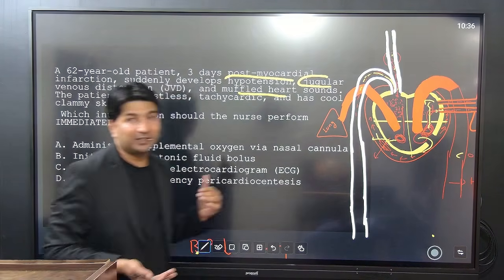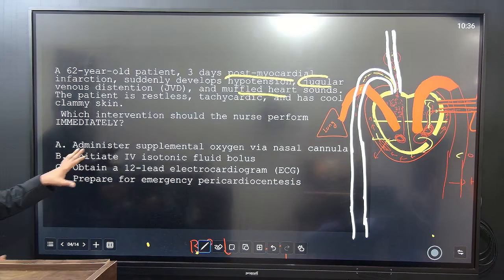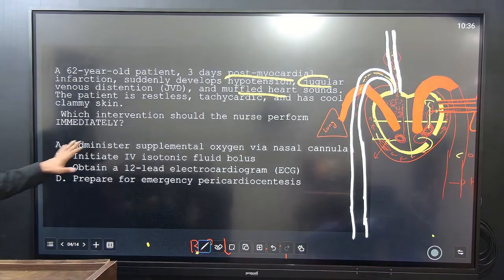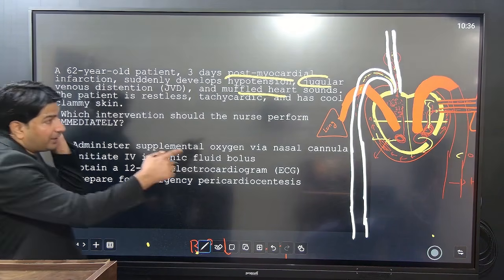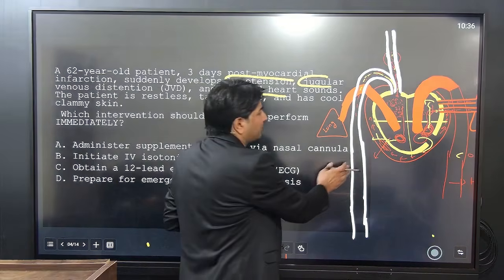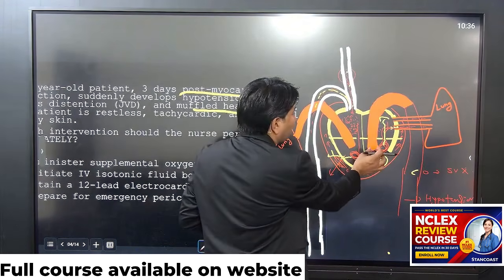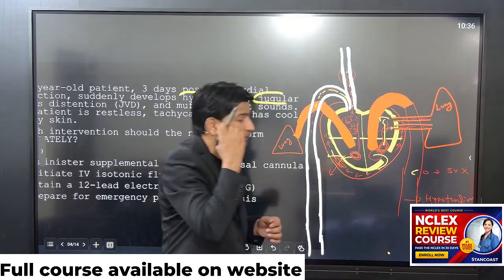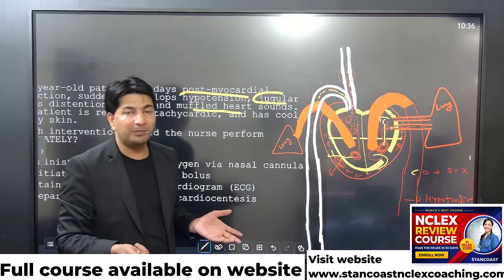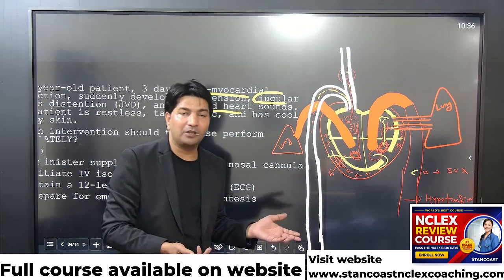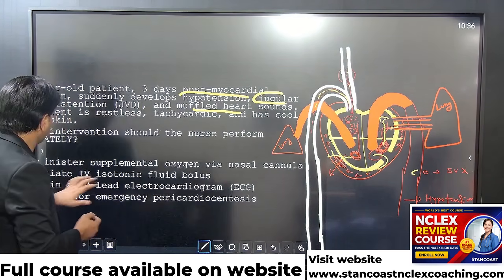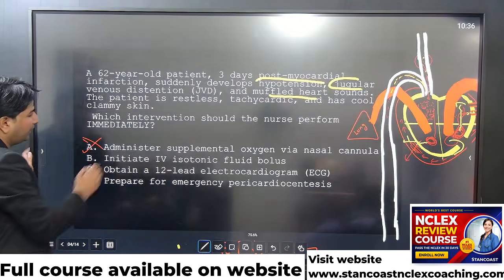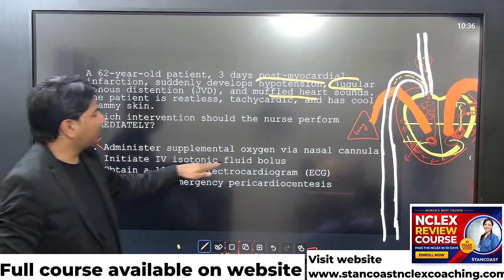But oxygen isn't a priority here, because if there's cardiac tamponade, the pressure prevents blood from moving forward. Cardiac output will be low no matter how much oxygen you give. If cardiac output is low, then less blood will reach the coronary arteries. Less blood means less oxygen will get there, regardless of how much oxygen you provide, so we can eliminate this option.